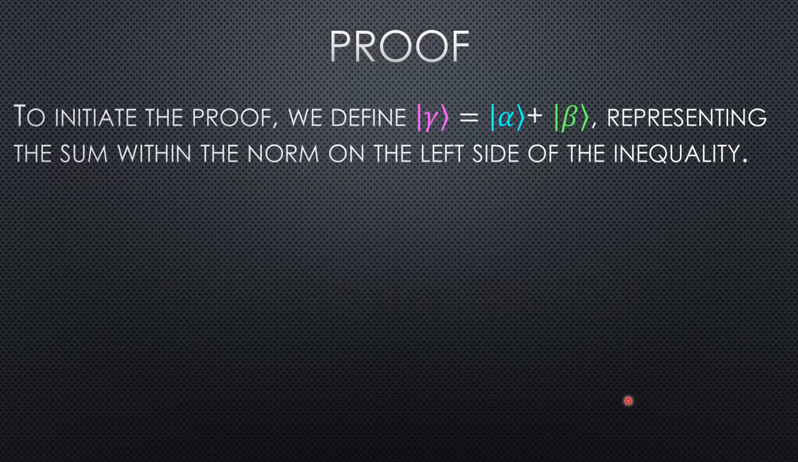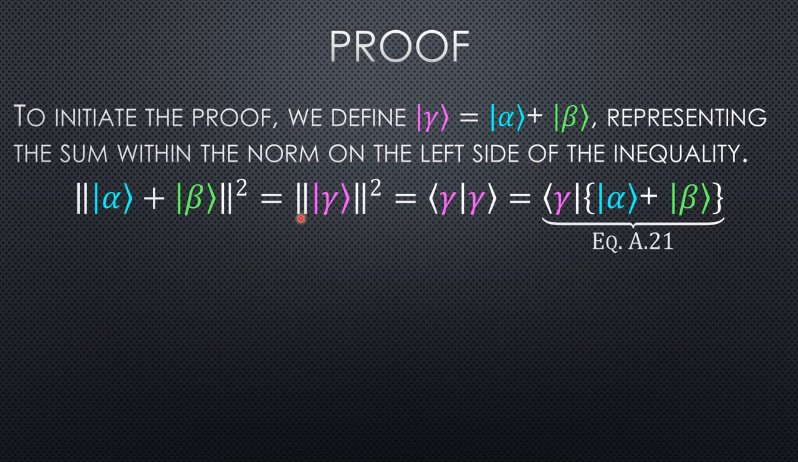So to initiate this proof, let's define gamma, kind of like we saw a couple questions ago, as the addition of alpha plus beta, representing the sum within the norm on the left side of the inequality. From here, what we note is that within the norm, if I square both sides, which we're doing to make it easy on us, as not to have to deal with more square roots. So if we're squaring the norm, alpha plus beta, which we represent by gamma, this squaring allows us to use the inner product, which once again is turning out to be a powerhouse in vector or linear algebra and its concepts.